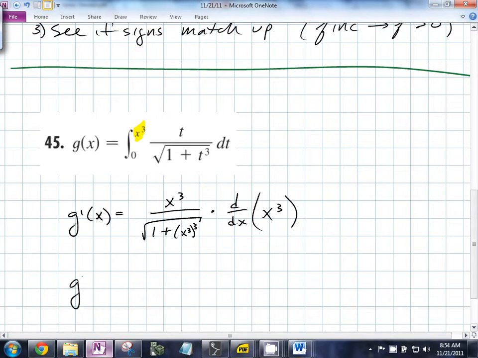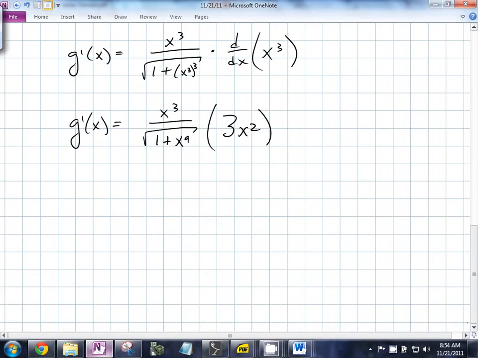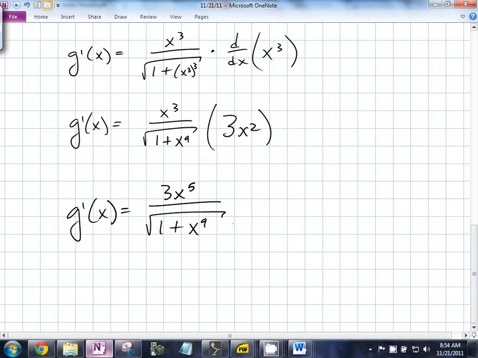Many times when we do the chain rule, what are we taking the derivative of on the outside? Then it's just 1, exactly, x to the 9th. So it's times what? 3x squared, exactly, right. So g prime of x is equal to 3x to the 5th over the square root of 1 plus x to the 9th. Does that make sense, everybody?